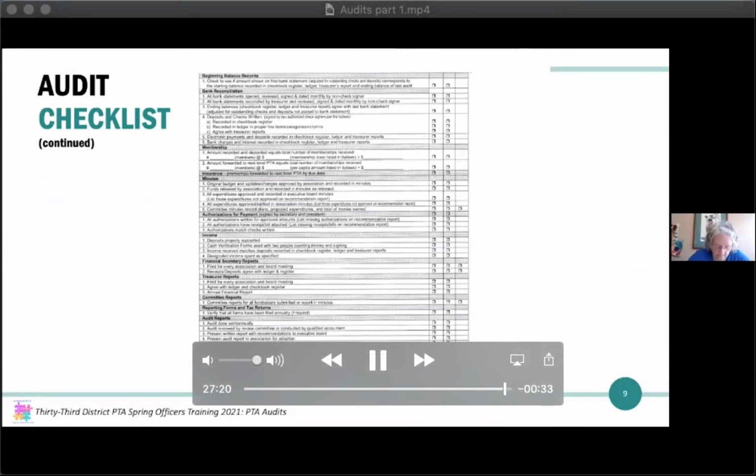I want to make sure you know that the auditor does not make corrections to the documents or reports. If documents or reports prepared by the treasurer are incorrect, you do not correct them. You make a finding or recommendation in a separate report, but you do not go on the reports themselves and make any corrections.